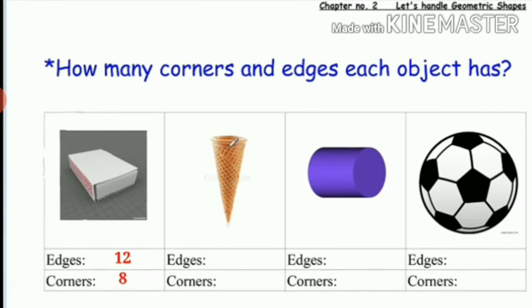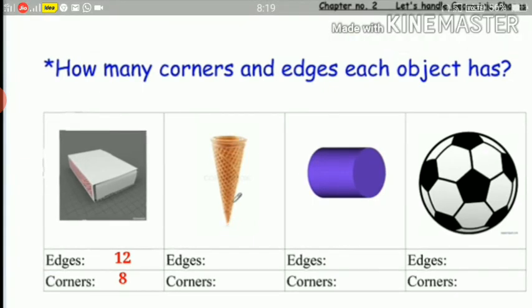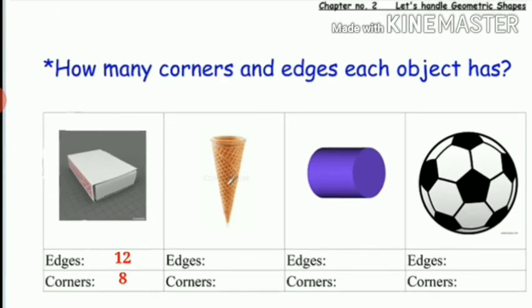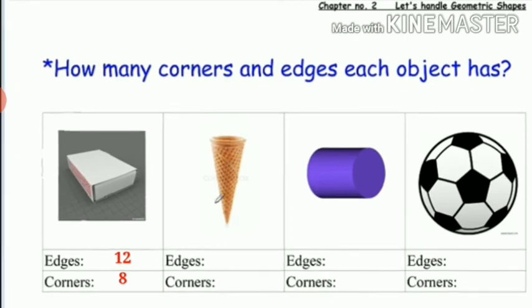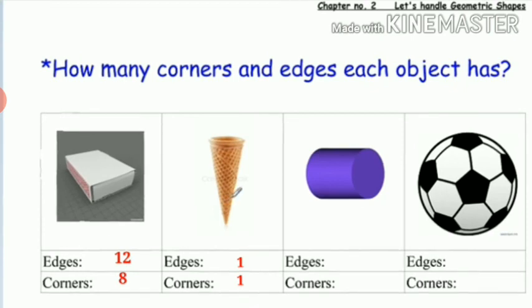Now the next shape is the cone. We have learned, how many edges and how many corners does the cone have? Remember, how many corners and edges does the cone have? The cone has one edge and one corner. Very good. Is it clear?